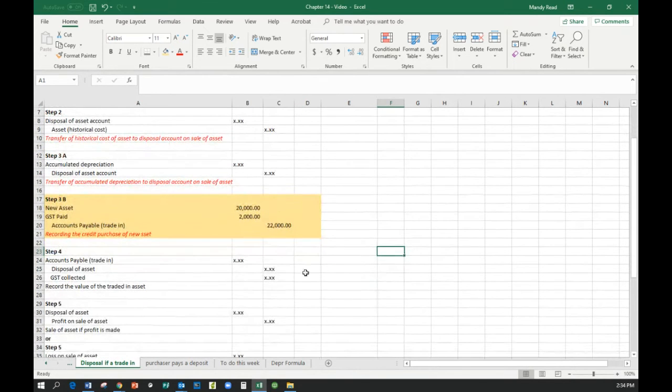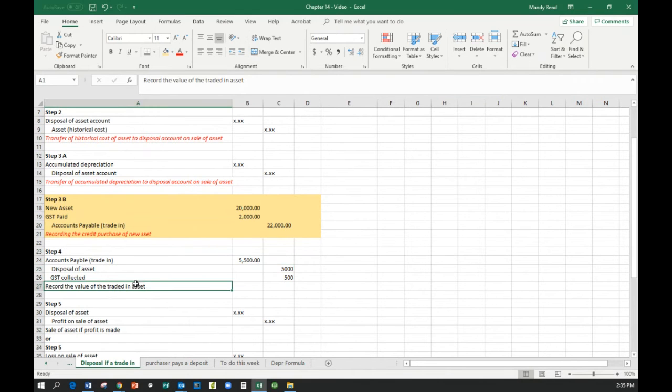But then you know that a trade-in has been given of $5,500, including GST. So as soon as you hand your motor vehicle over, $5,500 reduces what you owe the accounts payable. Hence, it's the liability that's being reduced on the debit side. The $5,000 goes to the disposal account because we are receiving that money to offset the cost of the asset. In other words, you are selling your asset for $5,000.